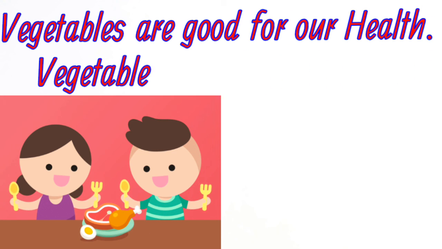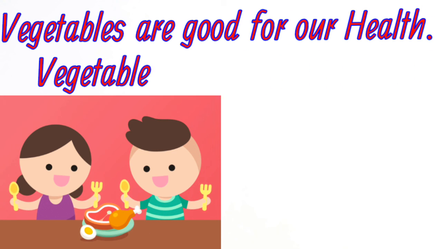Say with me, lady's finger. Next, bottle gourd. Bottle gourd. What is this vegetable? Bottle gourd. Next, garlic. Garlic. What is this vegetable? Garlic. Next, ginger. Ginger. Say with me, ginger.